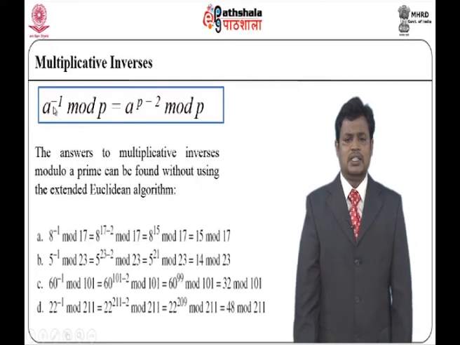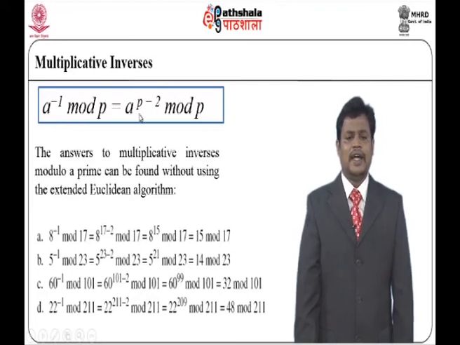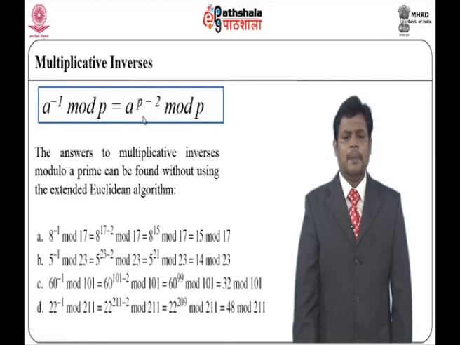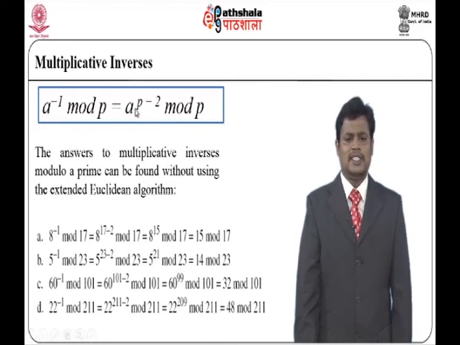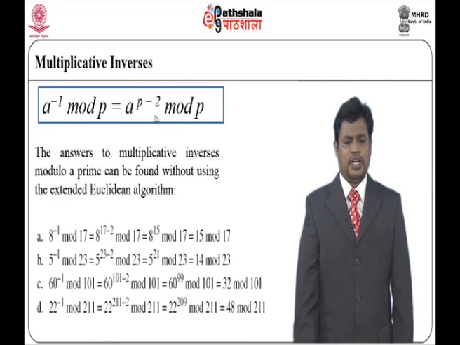So I can state that whenever I have a prime number as the modulus, if I want to find an inverse, instead of finding the inverse, I can directly apply Fermat's theorem: a power p minus 2 mod p. I am removing the inverse and getting an exponentiation, and once I have an exponentiation, it is easy to solve with Fermat's theorem. In some examples with prime numbers, we do not use the extended Euclidean algorithm; we get the answer directly with the help of Fermat's theorem.